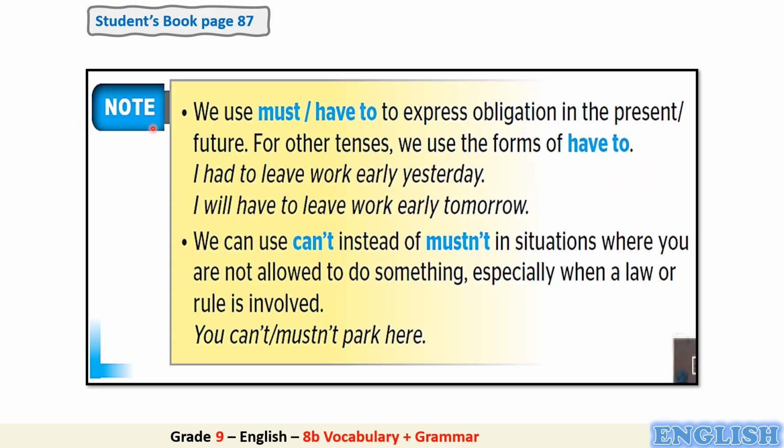Let's discuss this note in the student's book, page 87. We use must or have to express obligation in the present or future. For other tenses, we use the forms of have to: had to, and will have to. I had to leave work early yesterday. This is in the past. I will have to leave work early tomorrow. And will have to for the future.